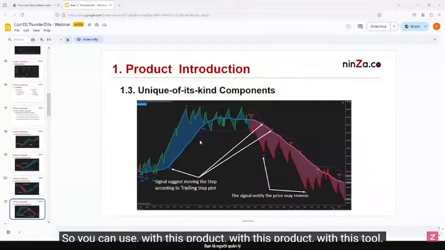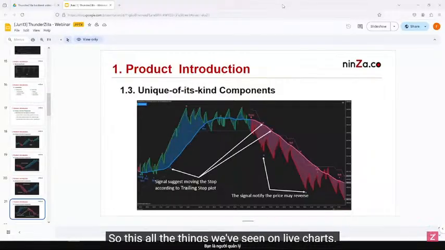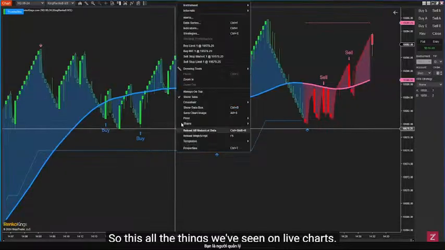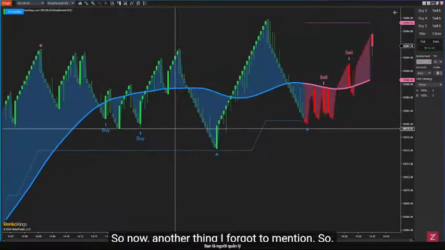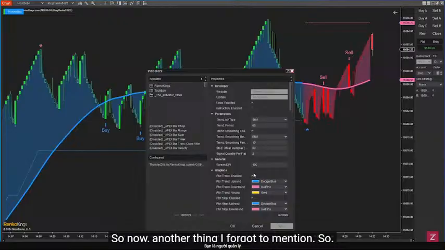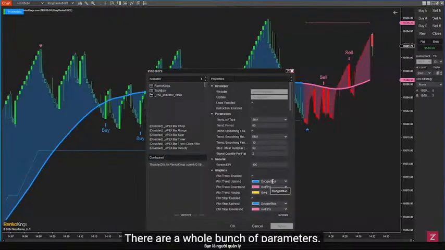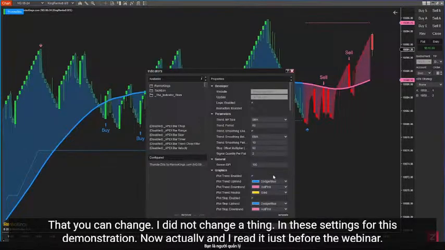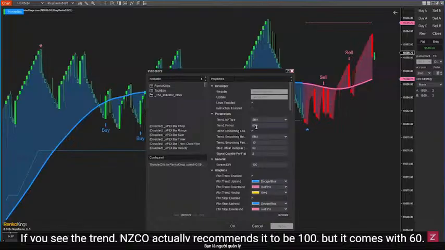So now another thing I forgot to mention. There are a whole bunch of parameters that you can change. I did not change a thing in these settings for this demonstration. Now, actually, and I read it just before the webinar, if you see the trend, Ninsaco actually recommends it to be 100, but it comes with 60, okay? And I did not want to change anything because I didn't want to get into the whole thing about settings. What are the settings here? What are the settings there?